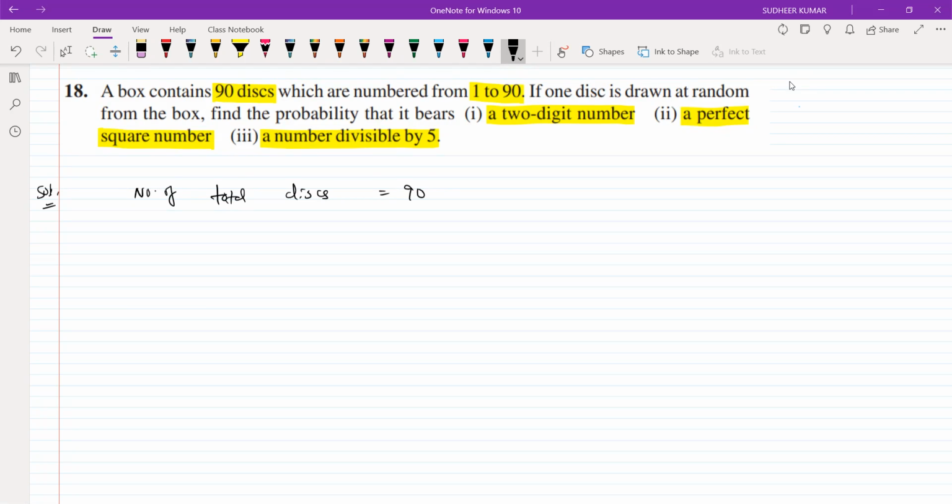Next, the first one, a 2-digit number. So number of 2-digit number discs, how many are there? From 1 to 90, from 11 to 90 it is 80. Isn't it? So 10 is also a 2-digit number. So the total number of 2-digit numbers is 81.